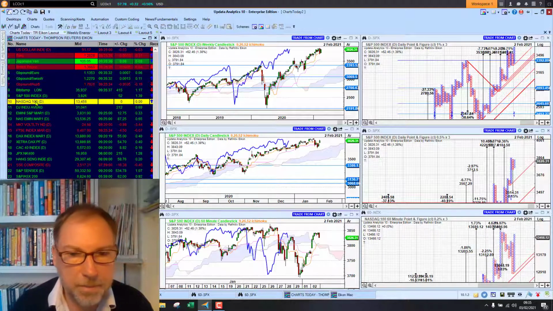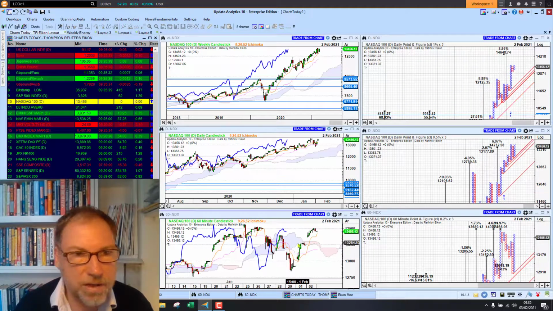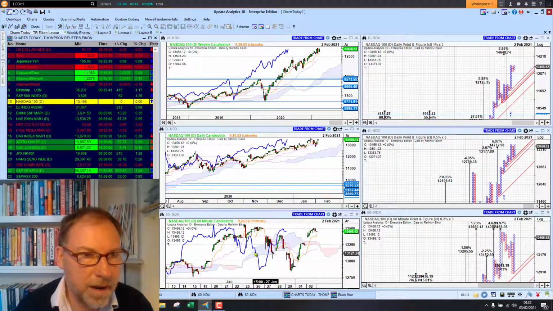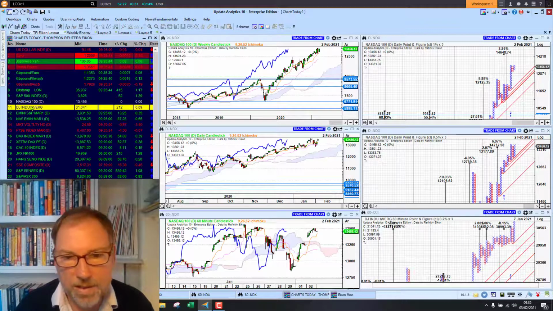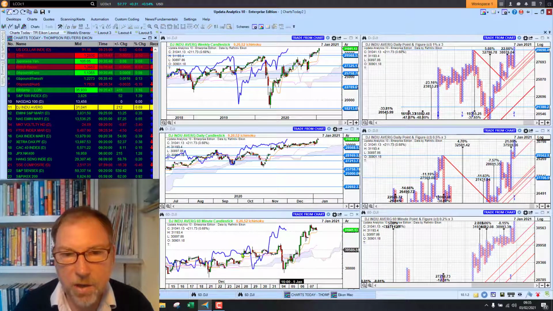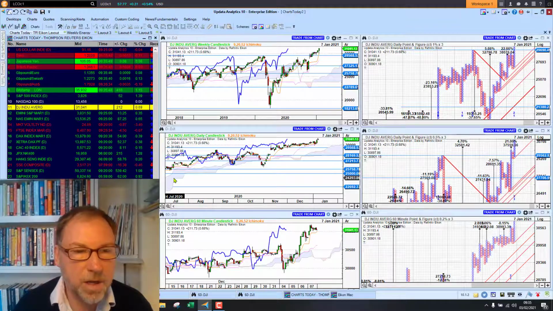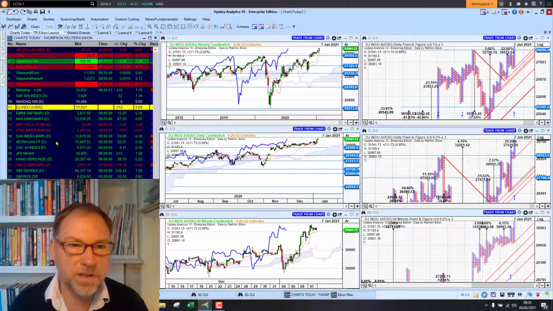Looking at the Nasdaq, much the same picture, of course. We had very strong results last night from Amazon, so we'll take a look at that in a minute. And looking at the Dow, we're up 0.7%. The Dow is looking stronger, breaking to new highs with a rotation into defensive stocks, so that's quite key.